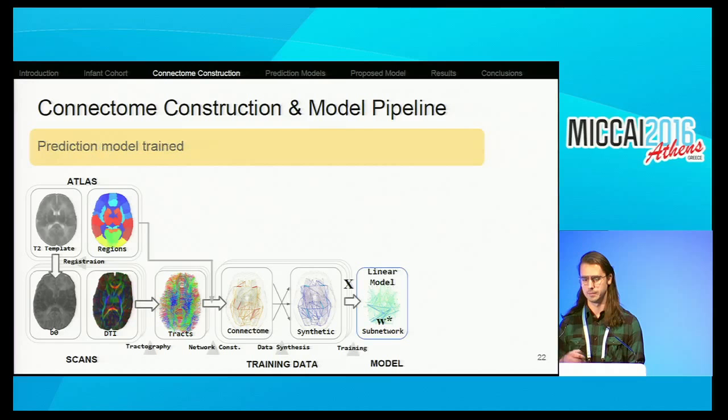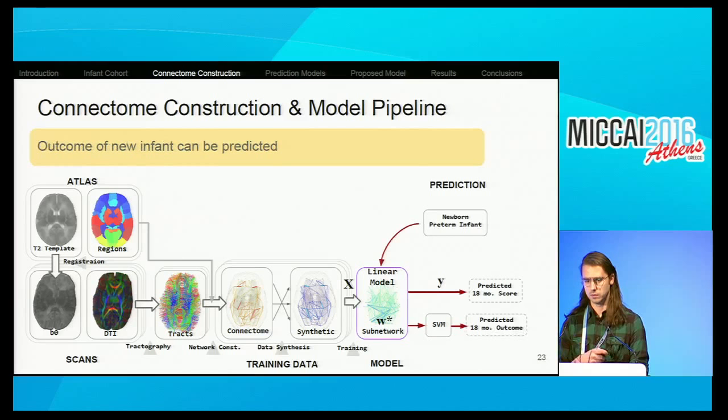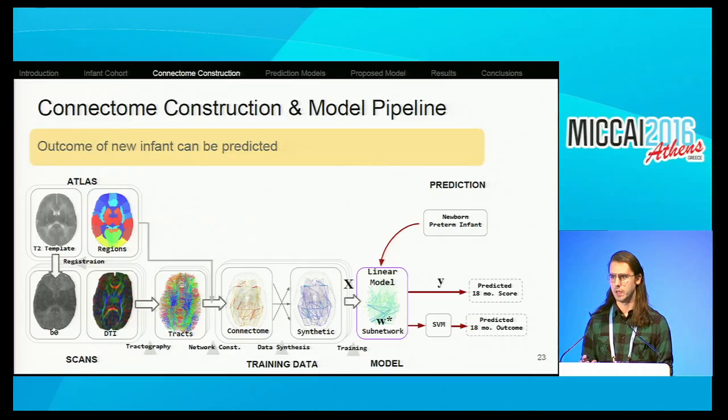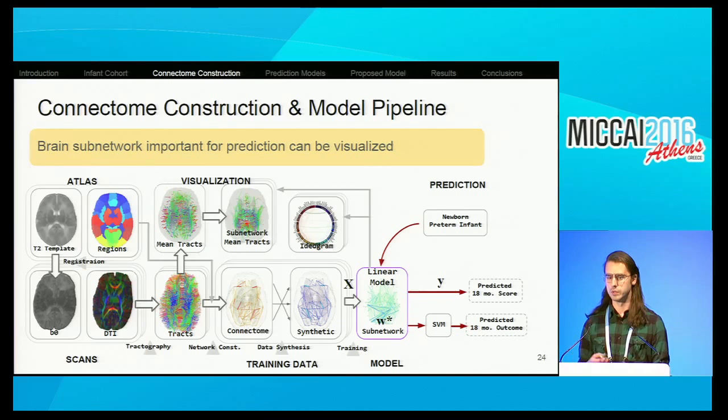We then use this to train a linear model, so that given a new infant, we can construct this connectome, and then we can pass it into our model, and then either predict the outcome directly, or using a trained SVM, we can predict the abnormality or normality of the outcome of either its motor or cognitive function at 18 months. We can also use the tractography and the subnetwork we have to do some visualization.